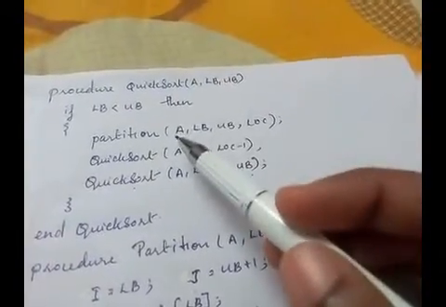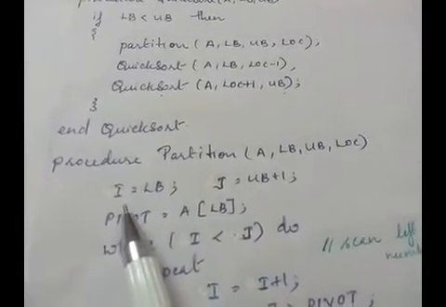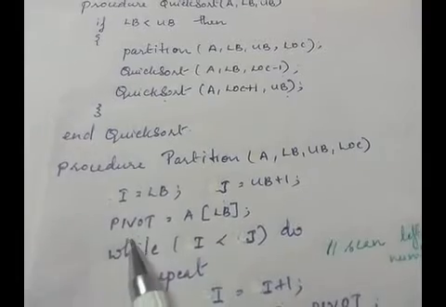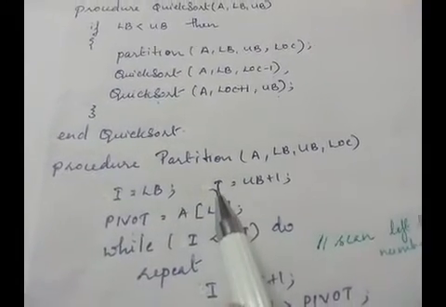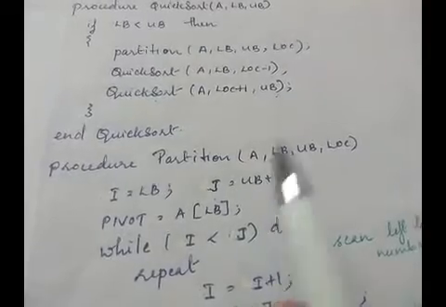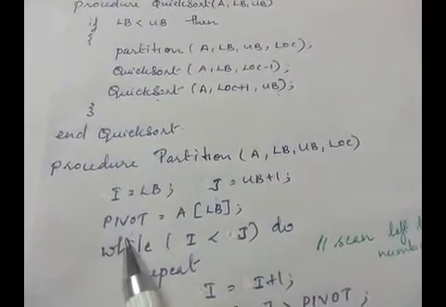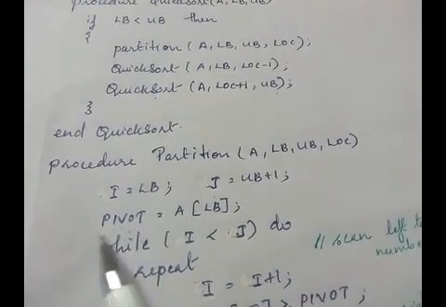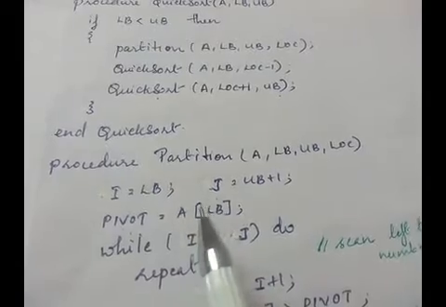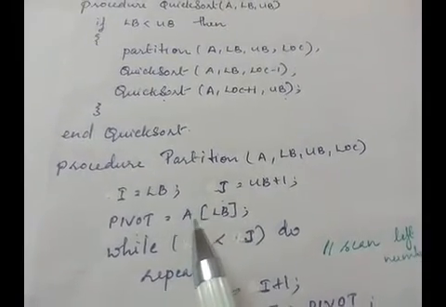Okay, now let's see what happens in partition. In the partition procedure, we have to assign the variables I, j and pivot, where I is a variable used to scan from left to right and j is a variable used to scan from right to left of the array. Now pivot is the variable which holds the pivot value, the element for which we are going to find the location.